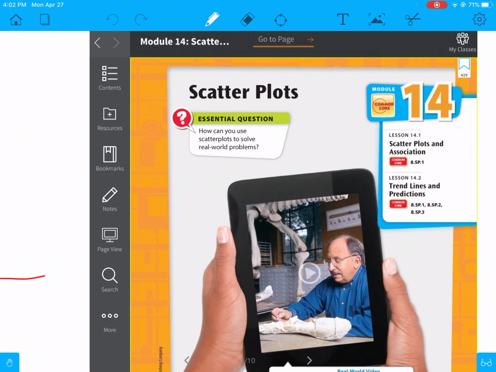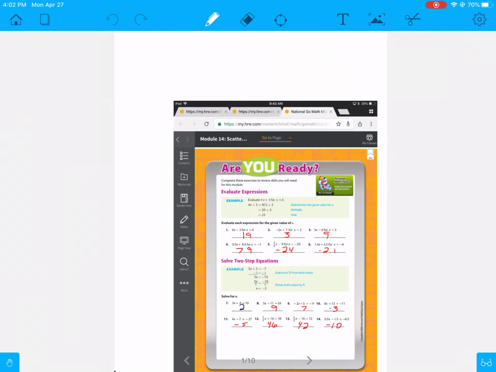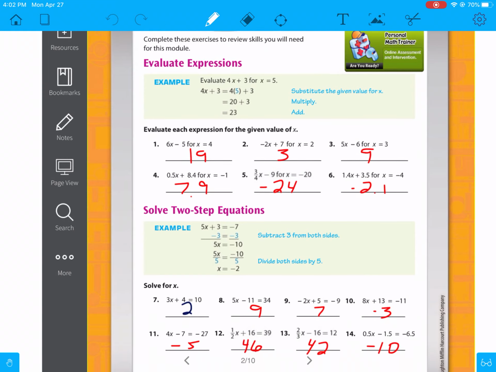Hello, we're going to be starting Module 14, which is scatter plots. And Module 14 has two different parts. We have scatter plots and association, and we have trend lines and predictions. So we're going to start off with the Are You Ready?